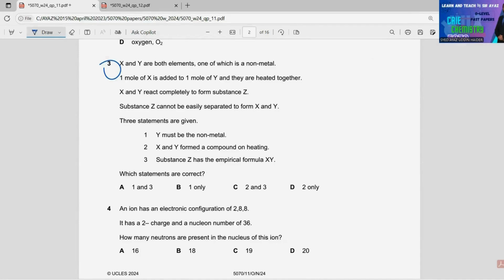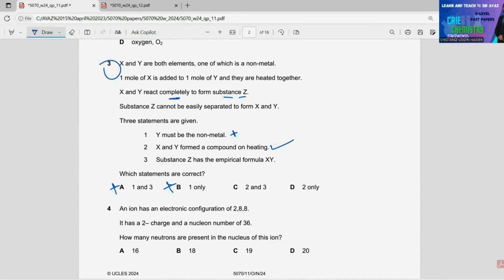In this case, we don't know whether Y is a non-metal or metal. So statement 1 can't be right. If 1 is incorrect, then definitely A and B are incorrect. What about 2 and 3? Now X and Y form a compound on heating. This statement is correct because they react completely to form substance Z and it is a compound. And 2 different elements joined by chemical means form a compound. So this statement is correct.